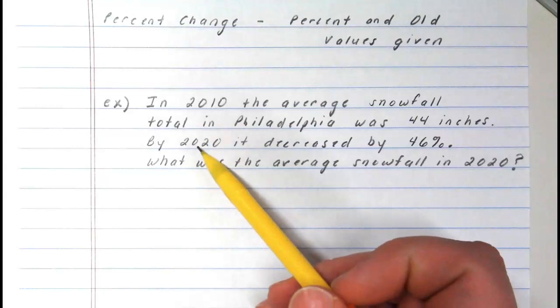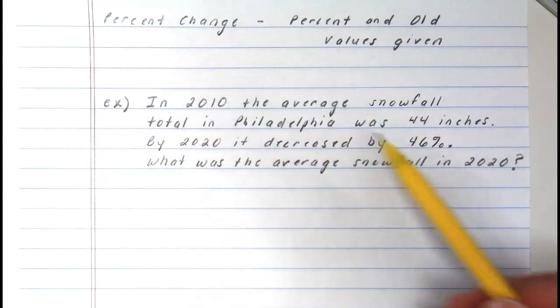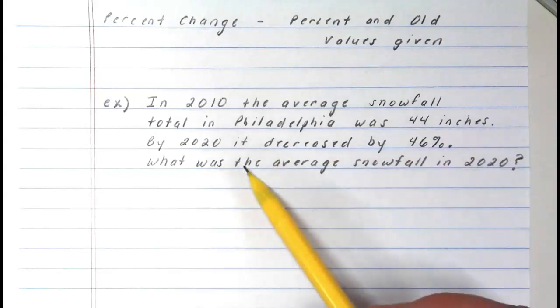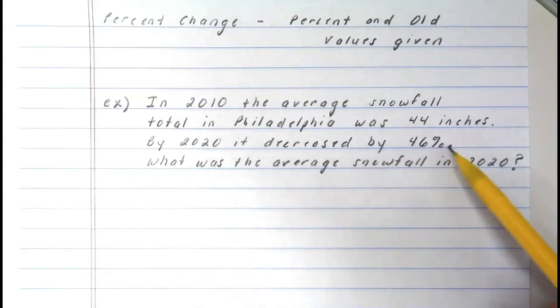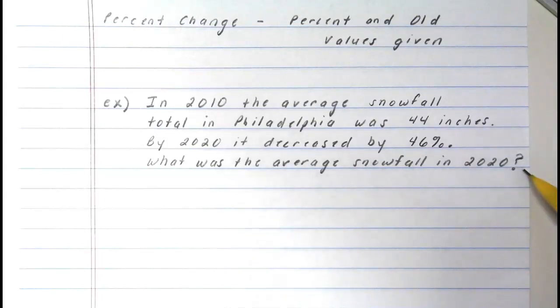So our question reads, in 2010, the average snowfall total in Philadelphia was 44 inches. By 2020, it decreased by 46%. What was the average snowfall in 2020?